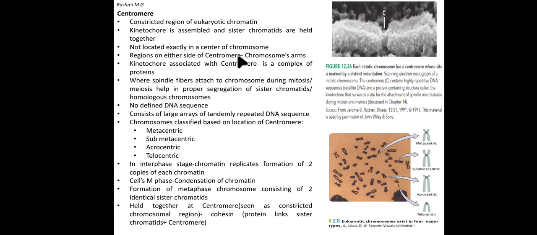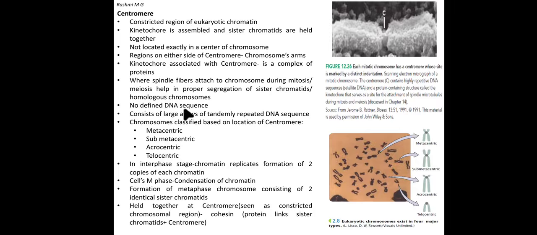Regions on either side of the centromere are the chromosome arms. Kinetochore is associated with the centromere. It is a complex of protein where spindle fibers attach to chromosomes during mitosis or meiosis, helping in proper segregation of sister chromatids. So it helps in dividing an equal number of chromosomes, or the sister chromatids, to the daughter cells.